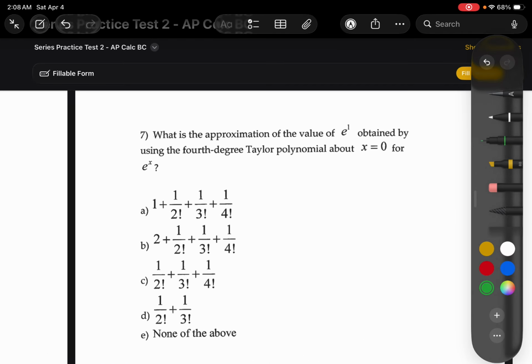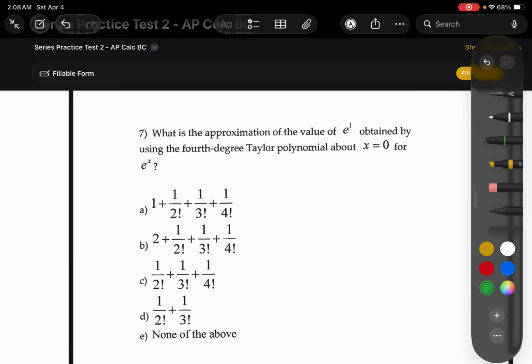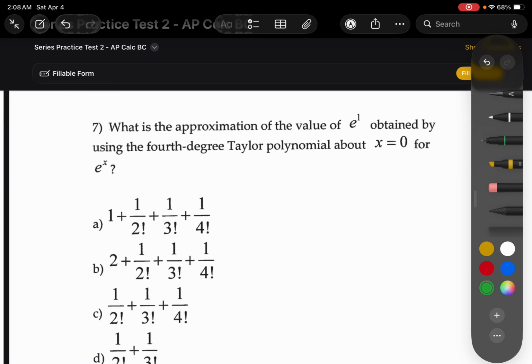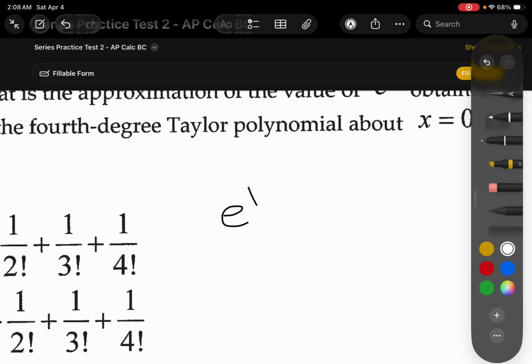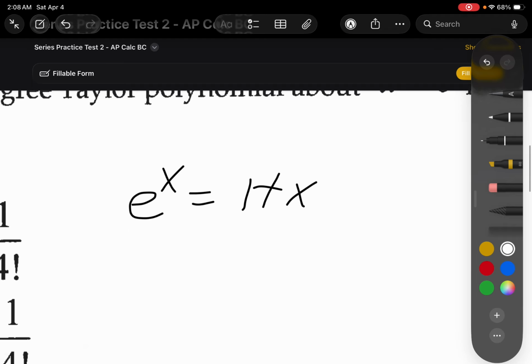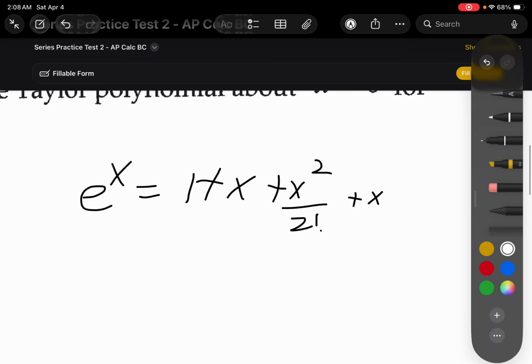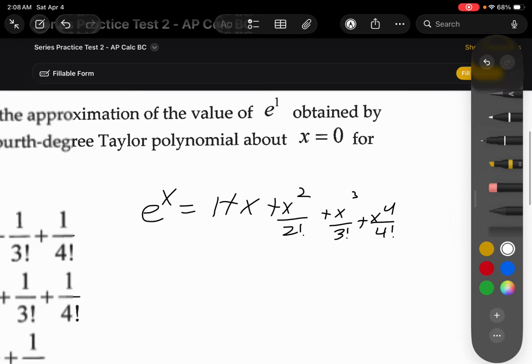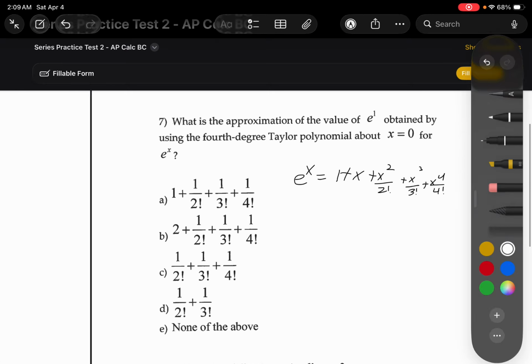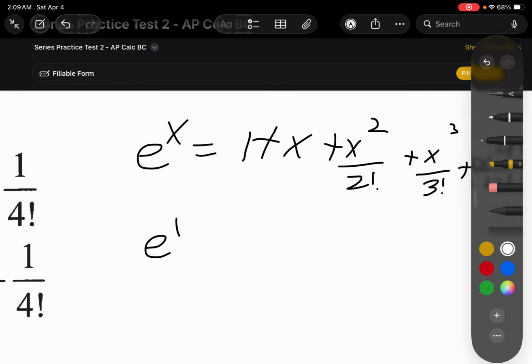Question 7. What is the approximation of the value e to the 1 obtained by using the 4th degree Taylor polynomial? So what this is saying is that we have the e to the x polynomial here. This is the memorized series, as you guys should remember. It is asking for the 4th degree. And then all we need to do is change it to e to the 1.